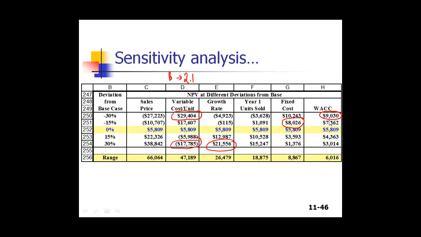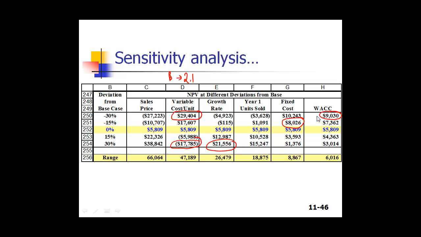9030. What is this number and how do we get it? Zara, just open your mouth and speak a little more clearly. Here is 5809. Right now I'm asking you the interpretation of this. Is this a WACC number or what is this number? Is it a cost? Is it a cash flow? Excellent. So it's the NPV of the project if WACC turns out to be 30% less.